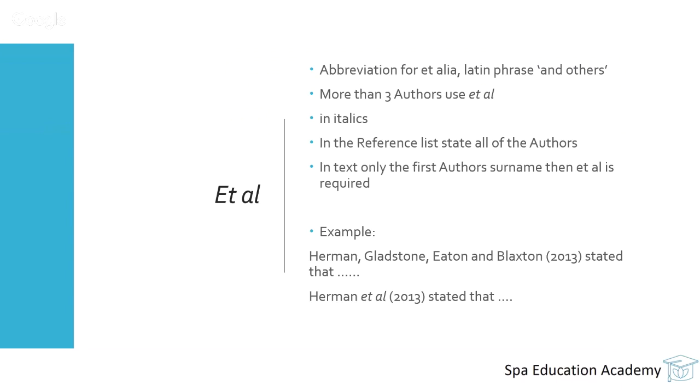You must put it in italics, but in the reference list at the end of your work, you must put all of the authors in. But in the text of your assignment, you only need to use the first author's surname and then write et al. Here's the example below. So instead of writing Herman, Gladstone, Eaton, and Blackstone 2013 stated that, you can instead just say Herman et al. 2013 stated that. So you can see it's much easier to write with et al. in the main body of your work.